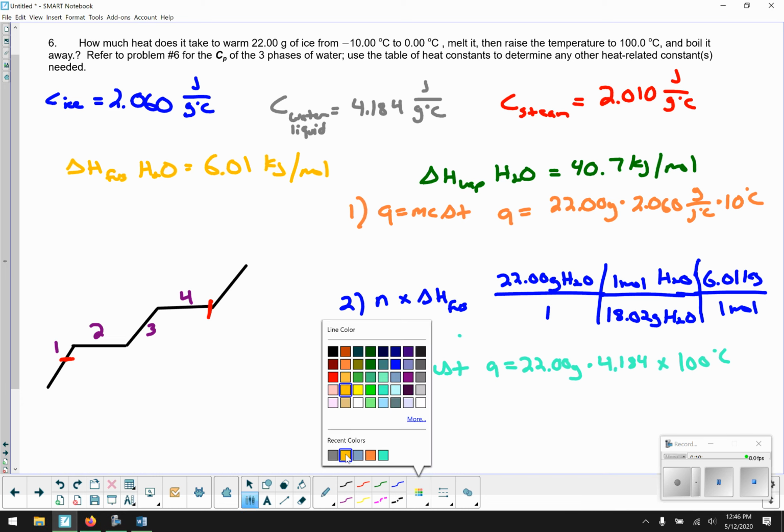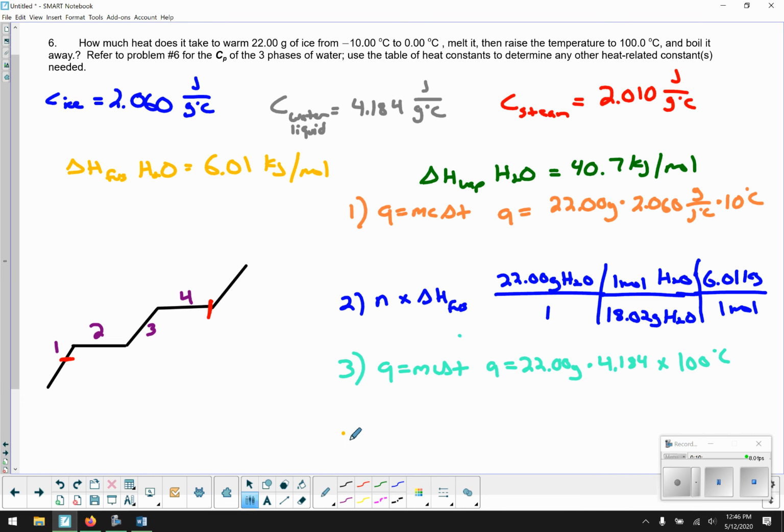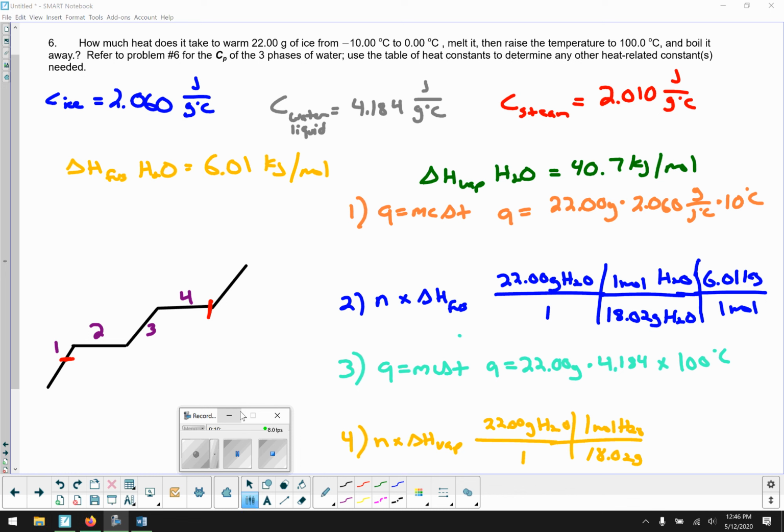And finally, step 4, we're boiling away this, so it'll be N times delta H vaporization. And it'll look just like step 2, except for the last part. So it'll have 22.0 grams H2O over 1, 18.02 grams for 1 mole H2O. Move this guy over here.